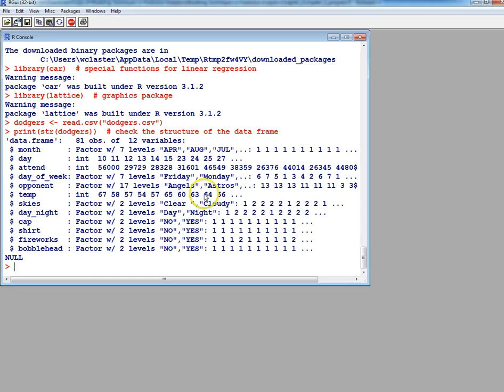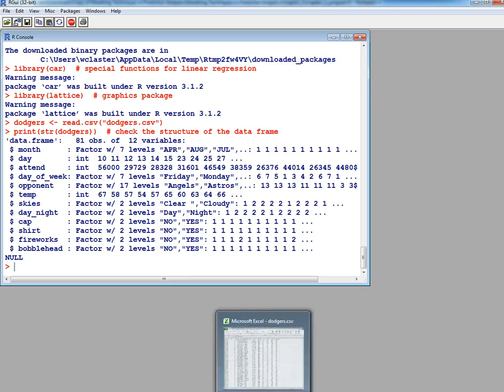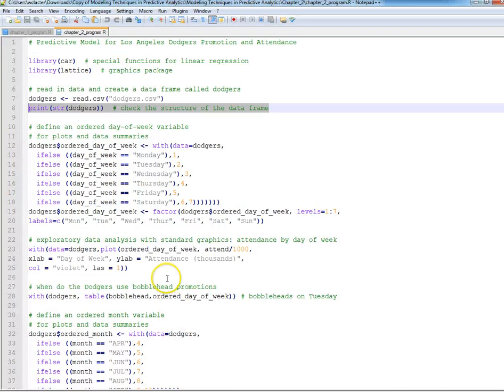Oh, and these variables, like bobblehead, fireworks, shirt, cap, day, night, only have 2 levels, so we could call them binary variables. Binary means 2 levels. Sometimes you'll also call them Boolean, but I wouldn't call them Boolean, but you could call them binary. Any questions? All right, so we've taken a look at the data set. Now, let's go back to here.